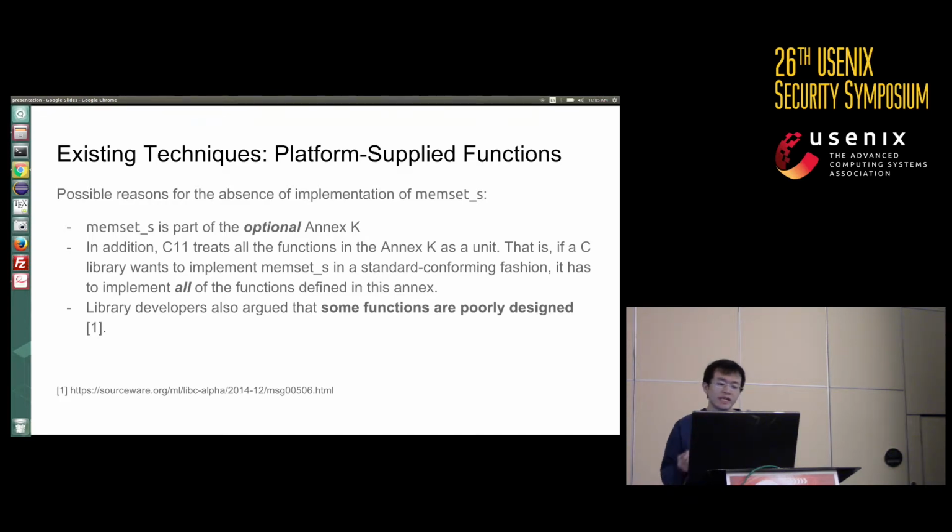Also, C11 treats all the functions in this annex as a unit. That is, if a C library wants to implement memset_s in a standard conforming fashion, it has to implement all of the functions defined in this annex, which seems to be a lot of work. Also, there are library developers arguing that some functions in this annex are poorly designed. In the end, there's still no universal way for developers to scrub sensitive data, and the burden of fighting the compiler is still on developers' shoulders.